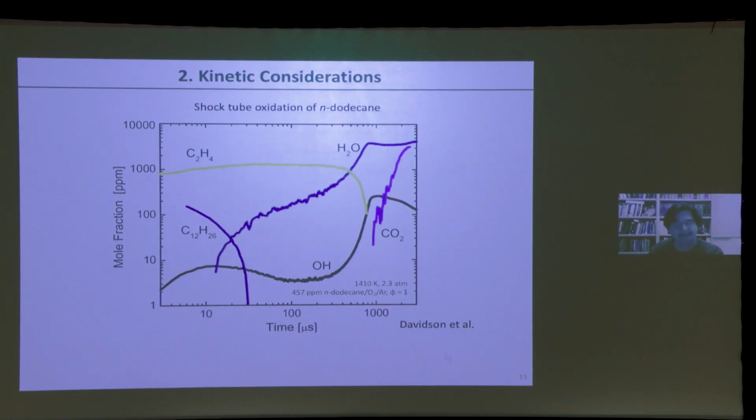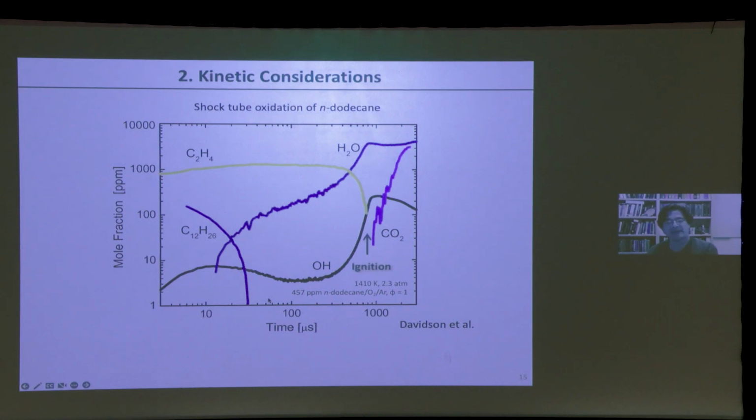This is one set of data. I always use it because it's a beautiful set of data, again, done by my colleague Ron Hanson. If you look at the mole fraction of species in shock tube oxidation of n-dodecane, C12H26, in oxygen, diluted in argon with an equivalence ratio of unity. This is a diluted mixture, and so you can follow the species well.